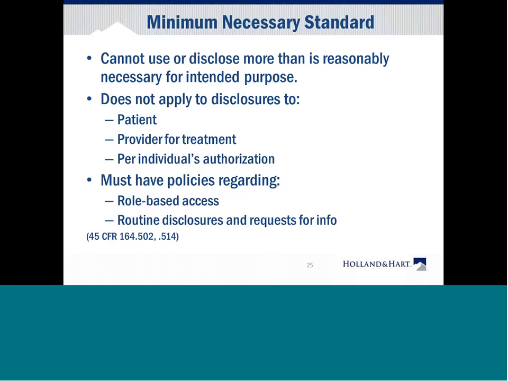The minimum necessary standard specifically requires that you have written policies setting forth role-based access. So you're supposed to identify the types of employees you've got in your organization and what information those employees can access. So if you're in a physician's office, maybe the physician can access all the patient's records. If it's the billers, however, the billers can only access certain information relative to billing. That's the general idea.